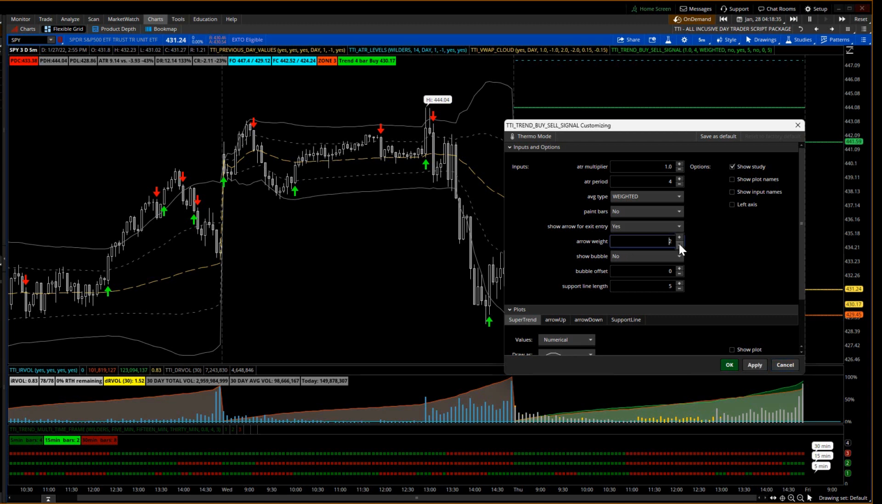You can increase or decrease the weight of the arrow. Like you say, I'll make it smaller, and then you get a little smaller arrows so it's not as noisy, if that's what you like.